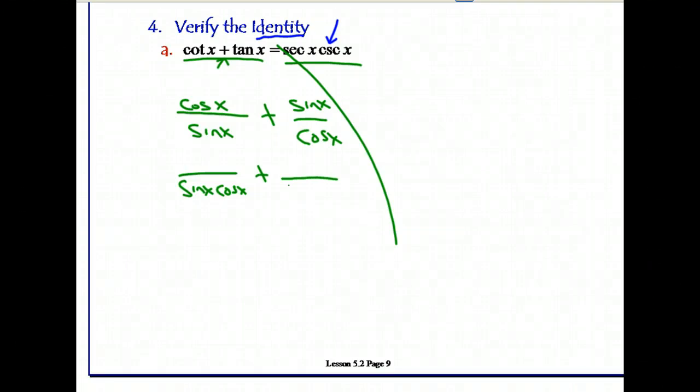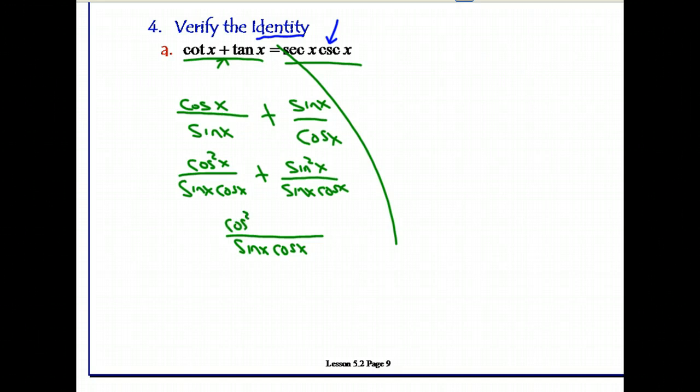So I'm going to get a common denominator of sine cosine. The first fraction, I've got to multiply the top and bottom by cosine. Gives me cosine squared. This problem might seem familiar. Second fraction, I've got to multiply top and bottom by sine, I get sine squared. I can now add up the fractions. On the bottom, I've got sine x cosine x. On the top, I've got cosine squared plus sine squared.